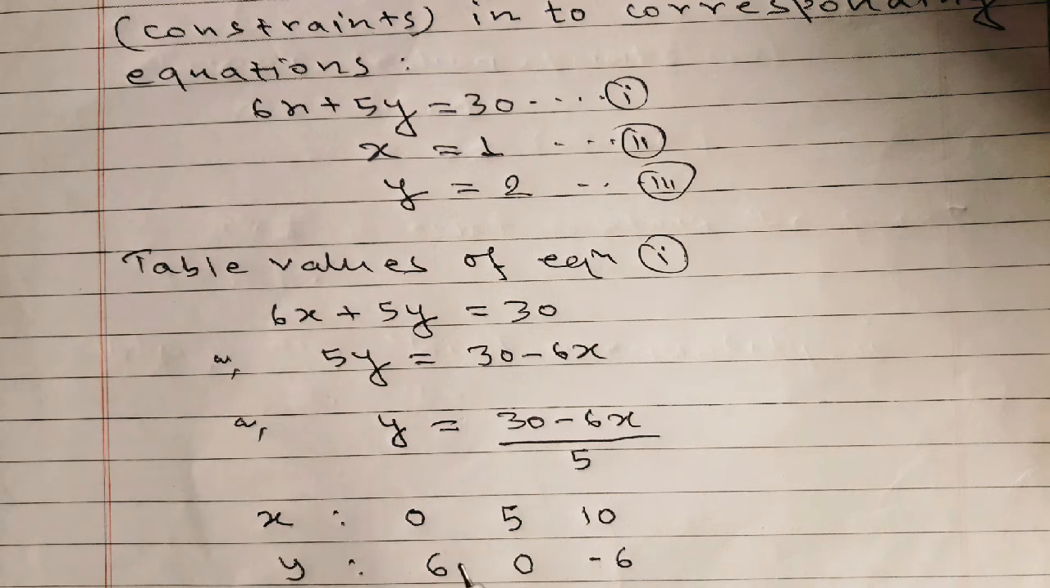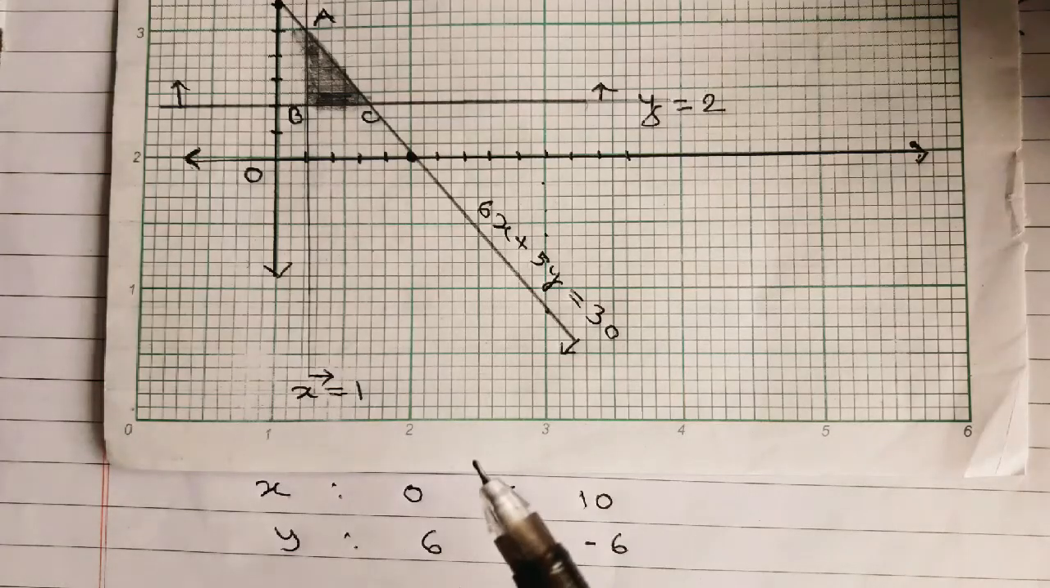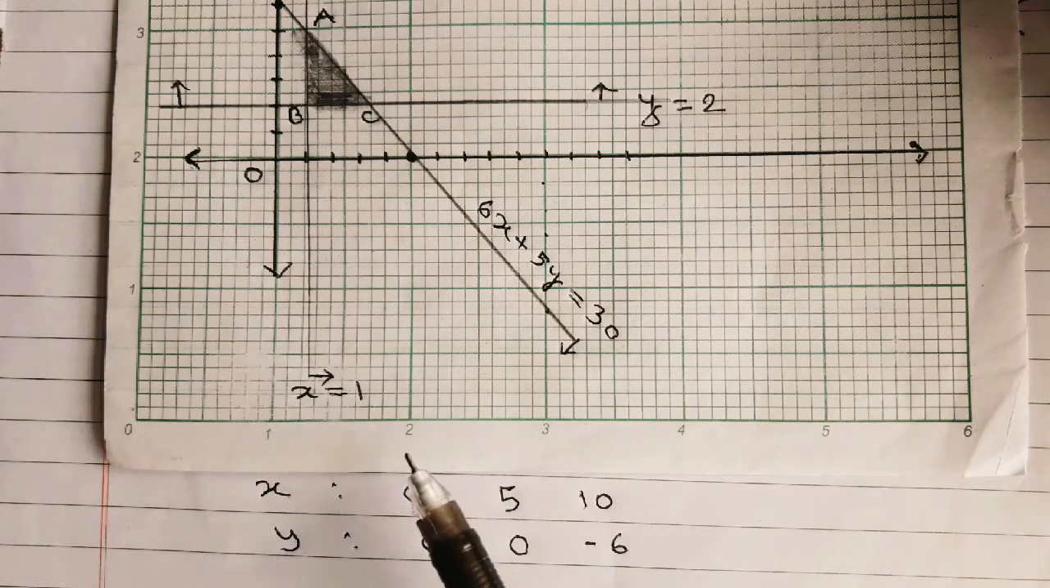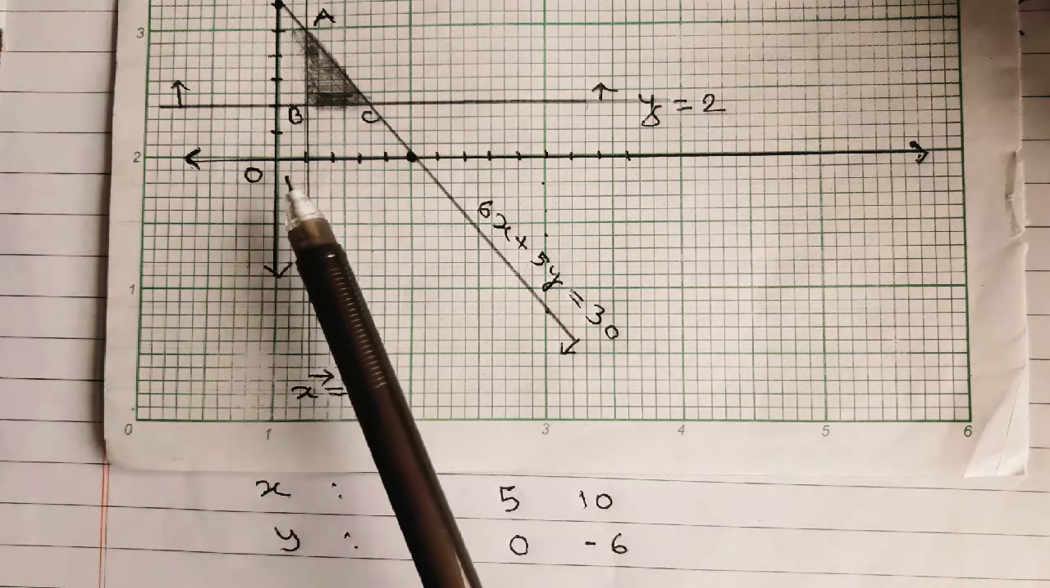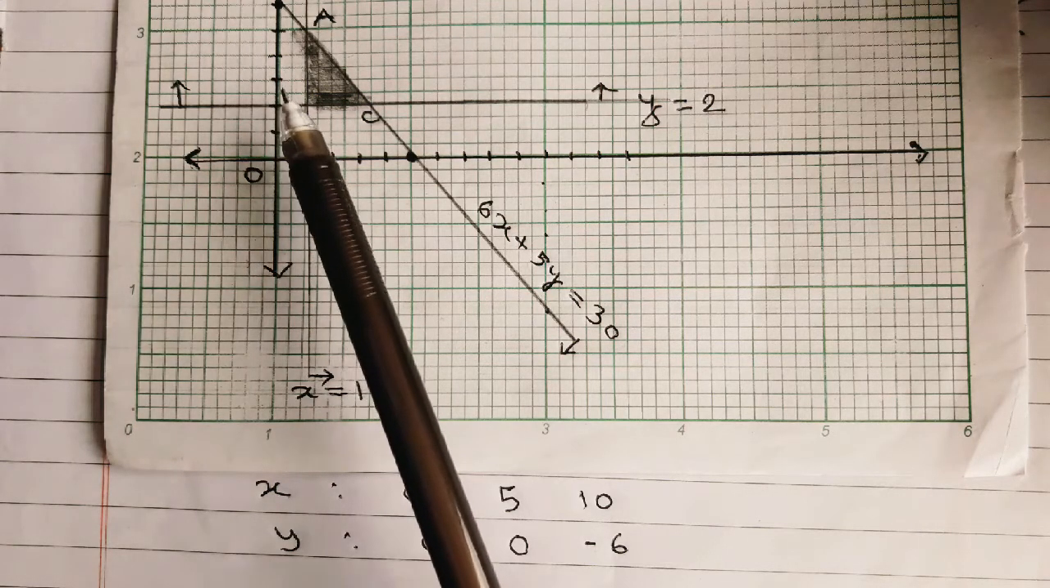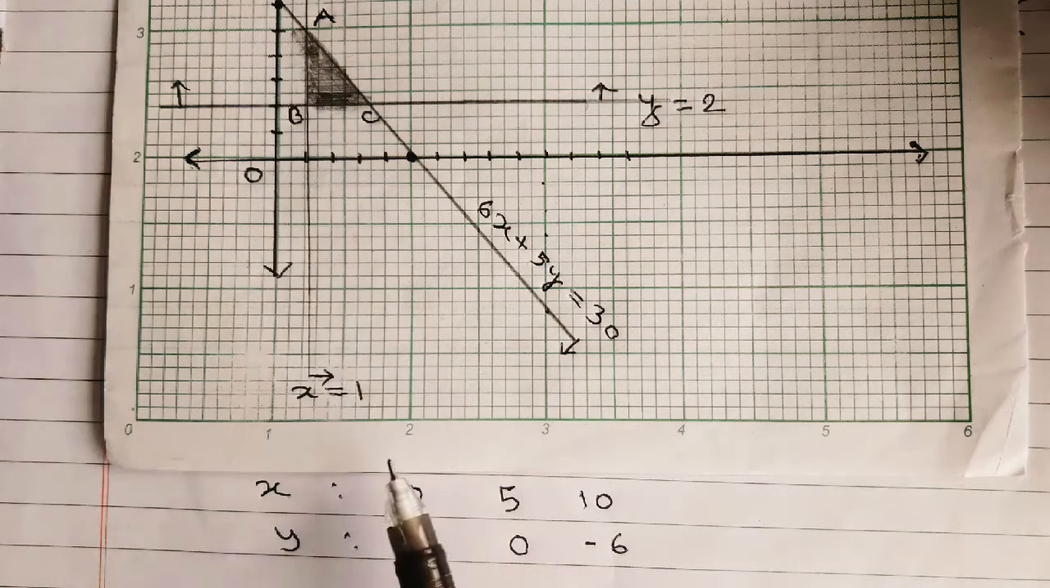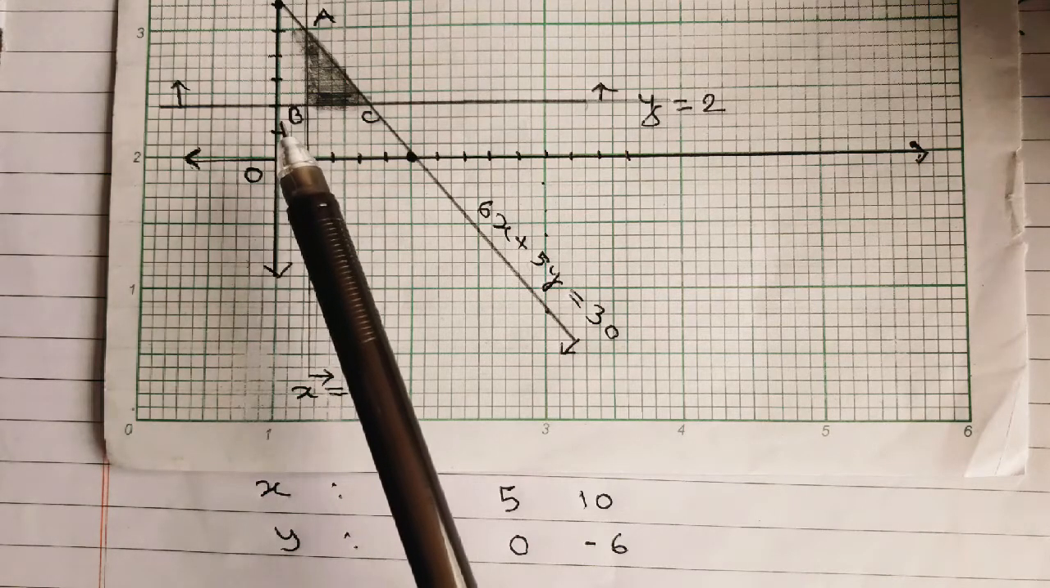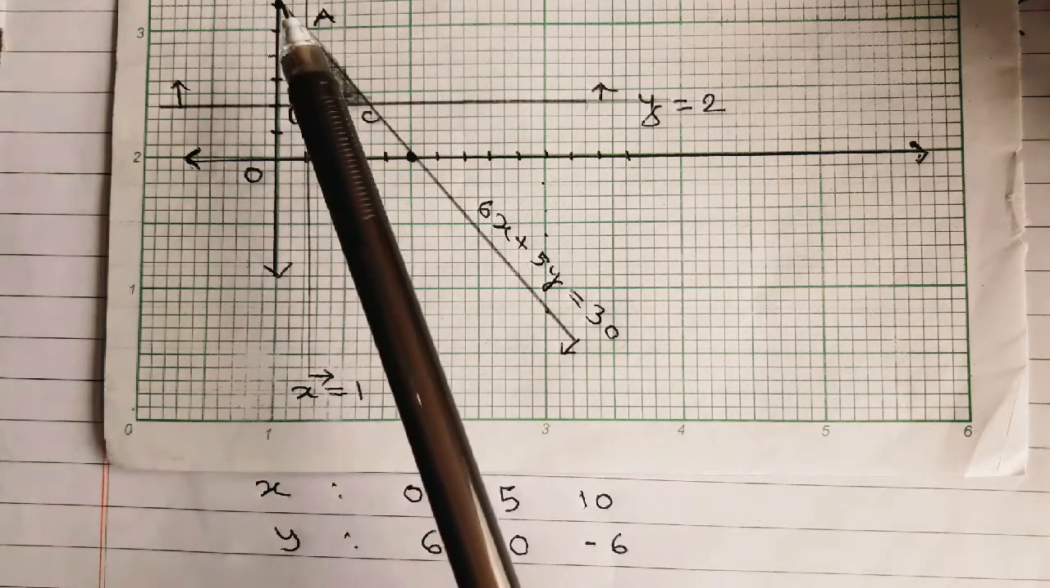So let's plot the first point (0, 6) in the graph. X is 0 and y is 6. 1, 2, 3, 4, 5, 6.